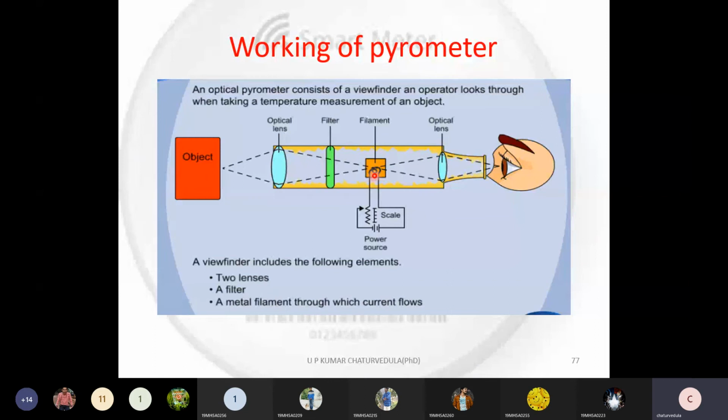In the viewfinder, along with this filament, I am going to see a variable resistor, and that variable resistor is going to have a scale with a range of values. If the pointer points to a particular value of resistance, that gives the measurement of the value of temperature, which I am going to obtain here. The filter is going to filter the electromagnetic radiations, in case any harmful radiations come.